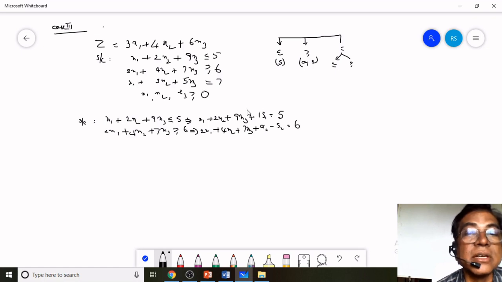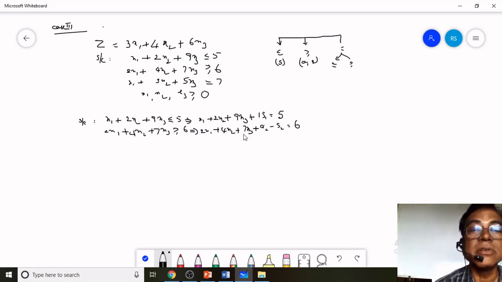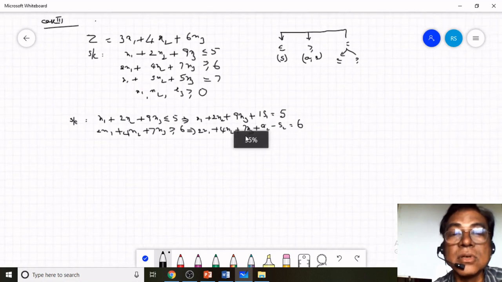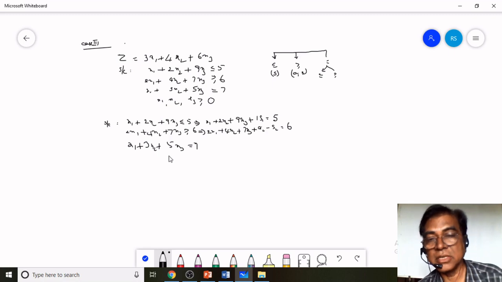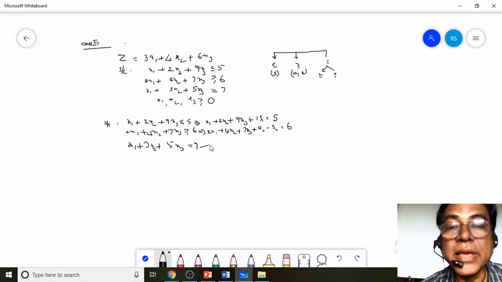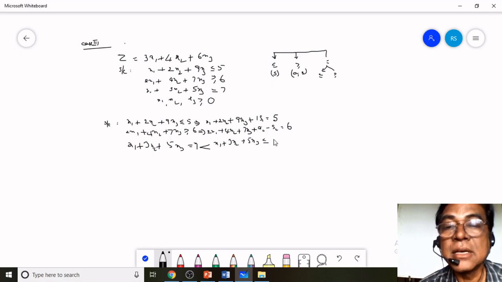Now come to the third equation, conversion of the third equation. The third equation is given as x1 plus 3x2 plus 5x3 equal to 7. According to the definition, if the equation is given as equal to, you have to convert it into two equations: one is x1 plus 3x2 plus 5x3 less than or equal to 7, and the other is x1 plus 3x2 plus 5x3 greater than or equal to 7.